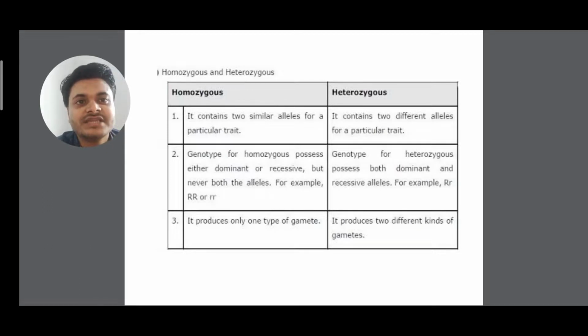Next point: homozygous produces only one type of gamete, and this side heterozygous produces two different kinds of gametes. All right. Next, the genotype for homozygous possesses either dominant or recessive, but never both alleles. Clear? For example, capital R or small r. Next, the genotype for heterozygous possesses both dominant and recessive alleles. For example, capital R and small r.